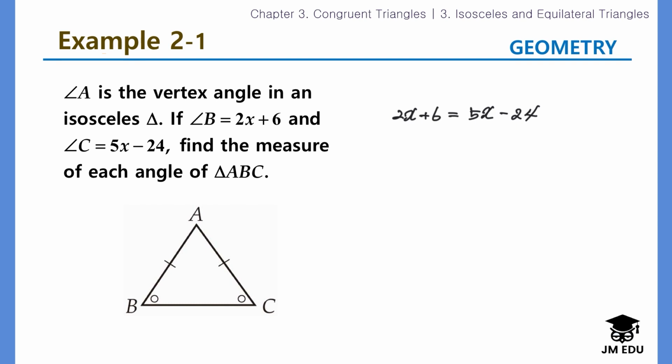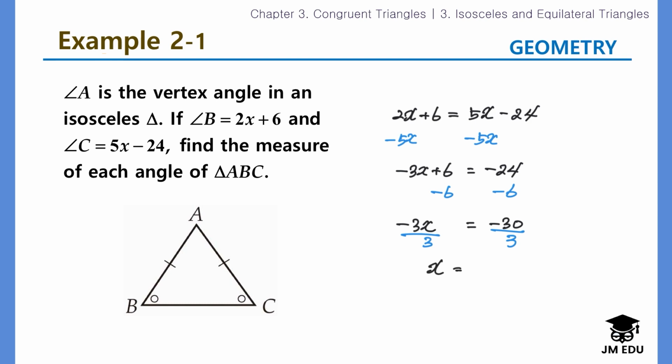So let's eliminate 5x on the right hand side, minus 5x. That's going to be minus 3x plus 6 is equal to minus 24. Minus 6 each side gives us minus 3x is equal to minus 30. So dividing by 3 gives us x is equal to 10, right? Well, actually dividing by negative 3, right? Negative 3. So x is equal to 10.